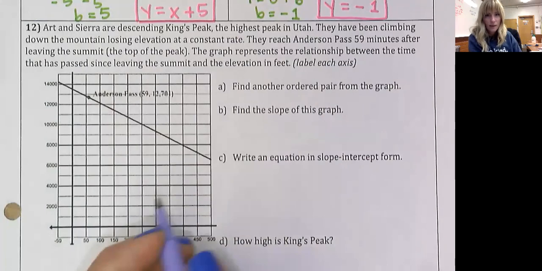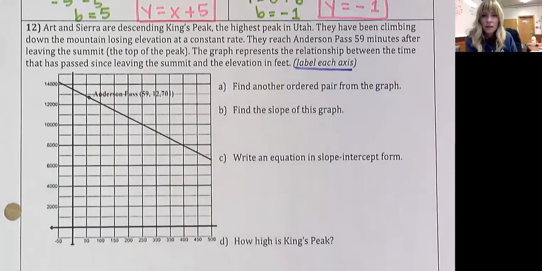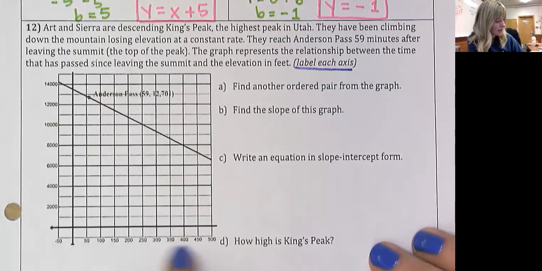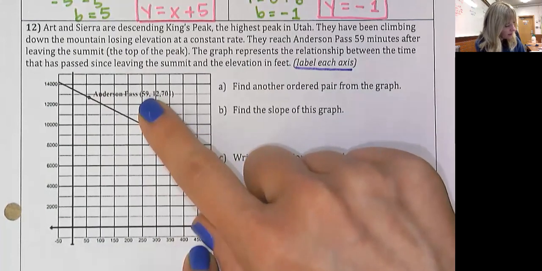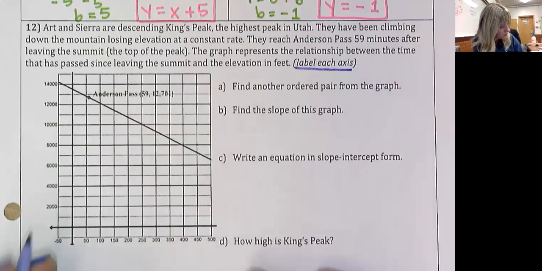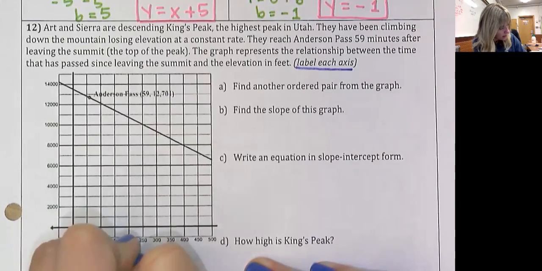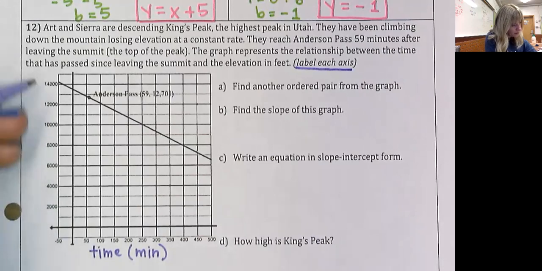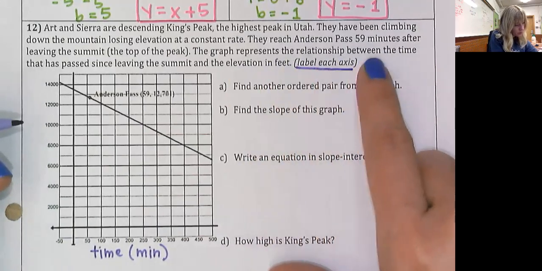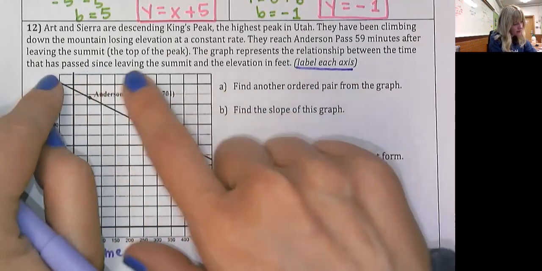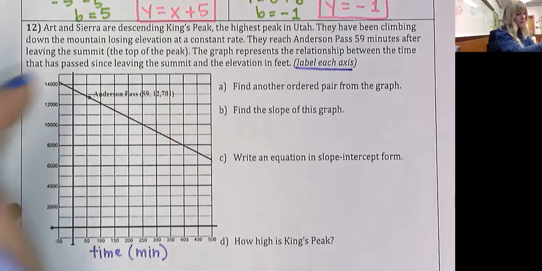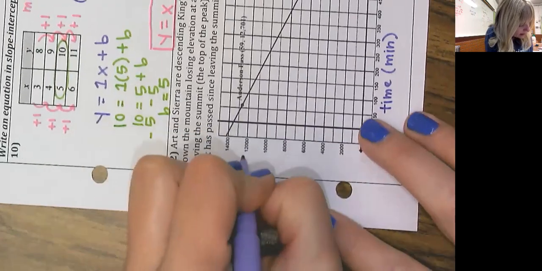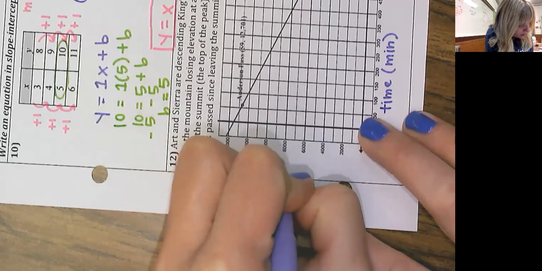So first of all, let's kind of process that by doing this right here. Look, it says to label each axis. That means the x-axis and the y-axis. So here's the x-axis. And if this ordered pair says 59, that was 59 minutes. Oh, so the x-axis is time in minutes. So this part down here shows me how long they've been hiking. Okay, what does this over here show me? It says the graph represents the relationship between the time that has passed since leaving the summit and the elevation in feet. Okay, I'm going to turn my paper sideways here. This is elevation then. Elevation in feet.